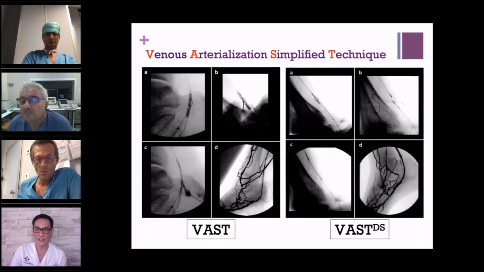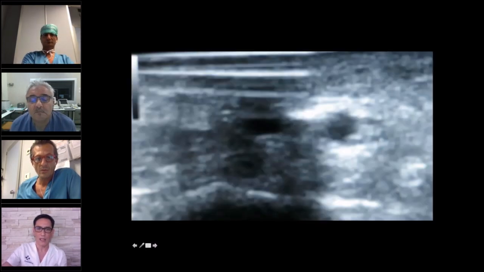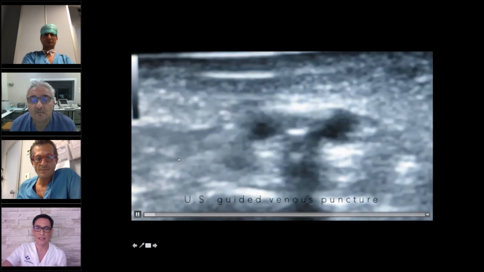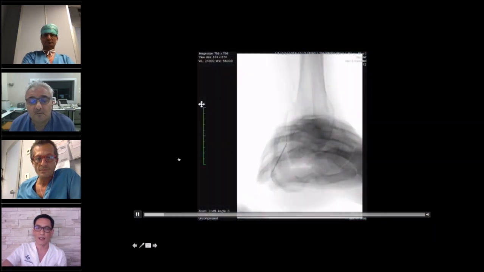These are clinical images of both techniques, the VAS and the VAS double snare, and as you clearly see, the elements are quite nicely visualized. This is a short clinical video. This is the axis of the plantar vein, the wire.